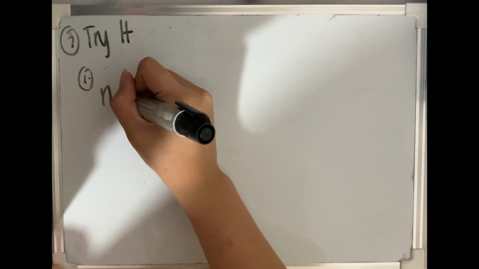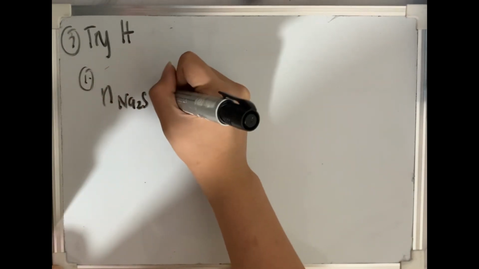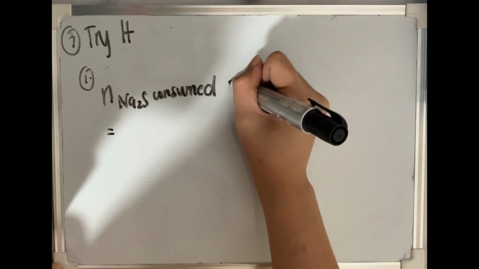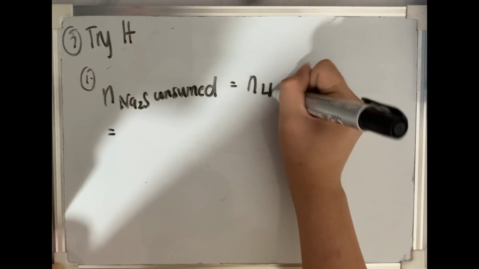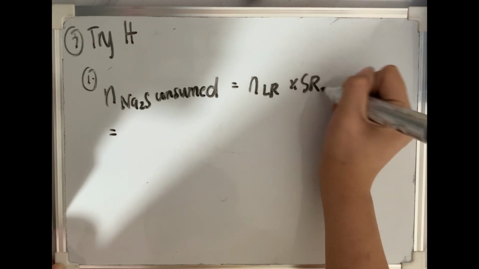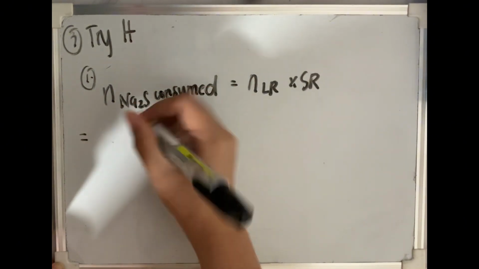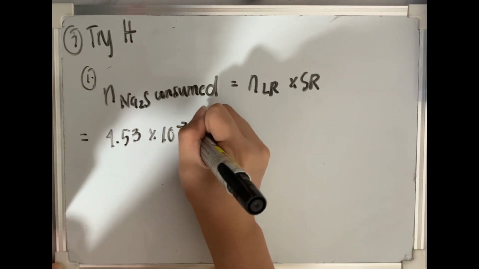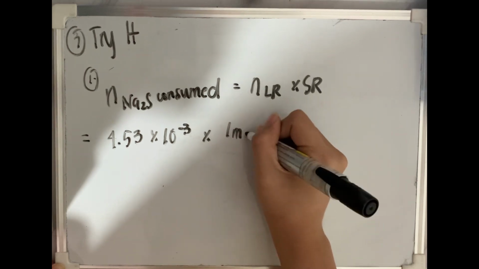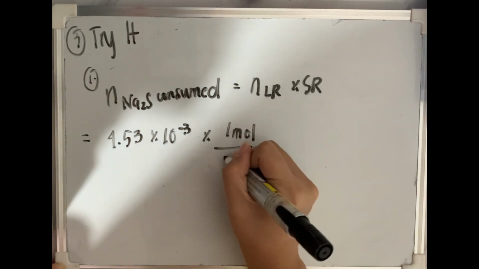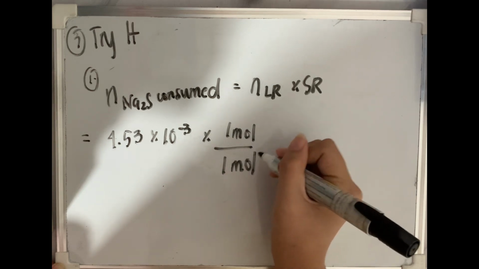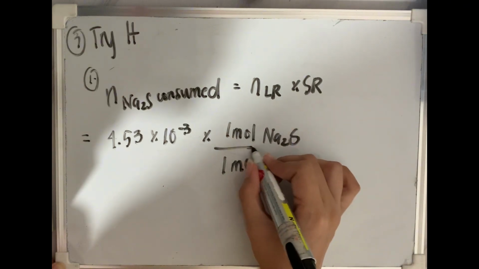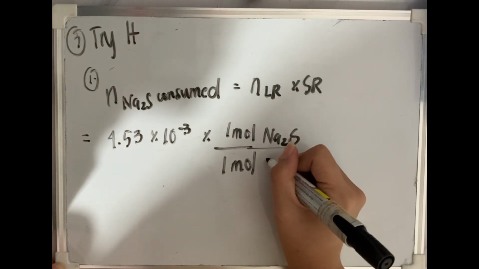The first step, we would need to calculate the moles of excess reactant that was consumed by the limiting reactant. So for Na2S consumed, ang atong formula for that is number of limiting reactant times the stoichiometric ratio. So in substituting for number of limiting reactant, 4.53 times 10 to the power of negative 3 times the stoichiometric ratio, which is 1 mole Na2S over 1 mole AgNO3 is equals to 4.53 times 10 to the power of negative 3 mole.